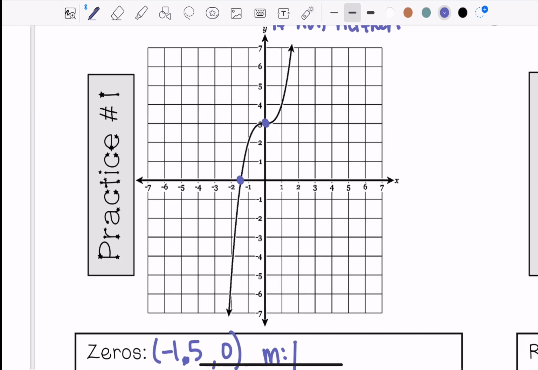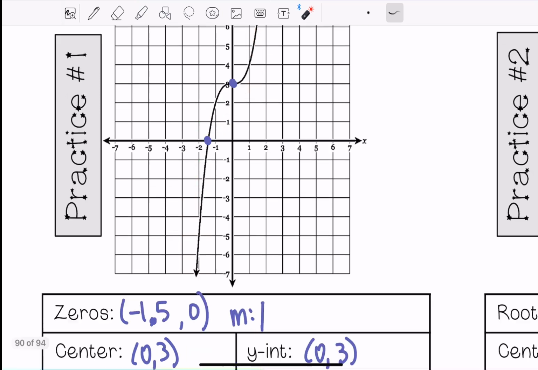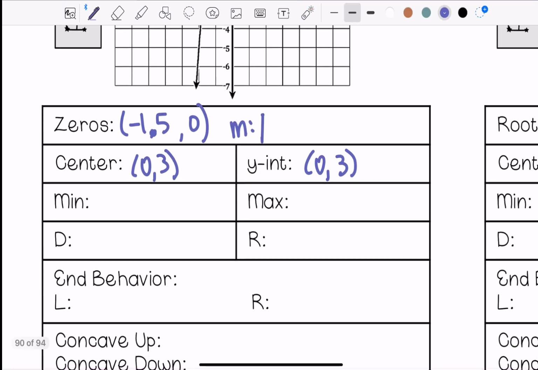Now, mins and maxes, remember those are turning points, meaning we have to go from down to up or up to down. If you look at our graph, it goes up and then it just keeps going up. So it goes up forever. That means there are not any mins and maxes. So we'll just put none here.